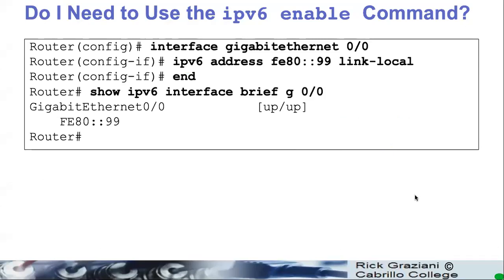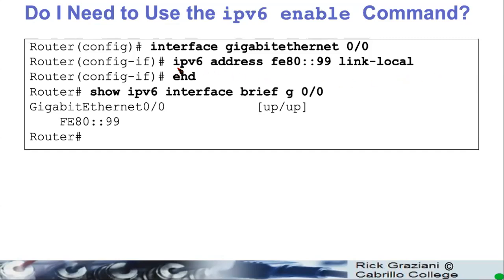Okay, so let's take an example. Can I use just a statically or manually configured link local address on an interface? Yes, you can do that as well. This is how you manually enter it, and we'll talk about this command more in a moment.